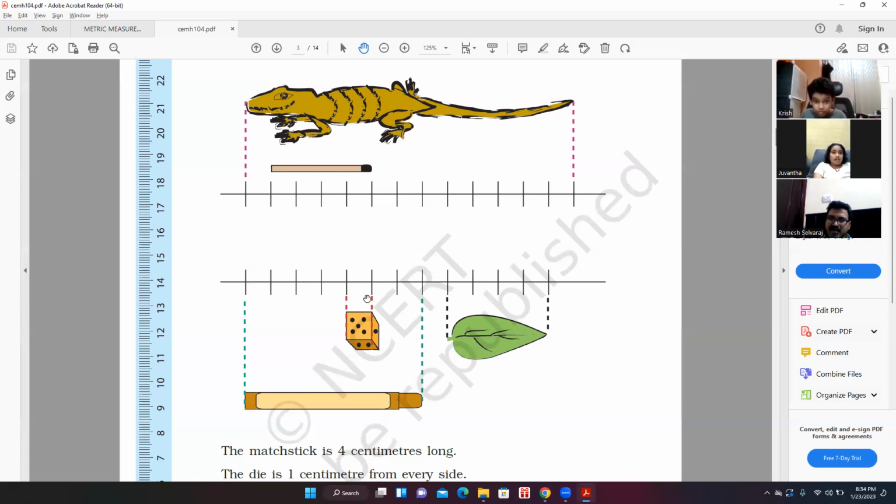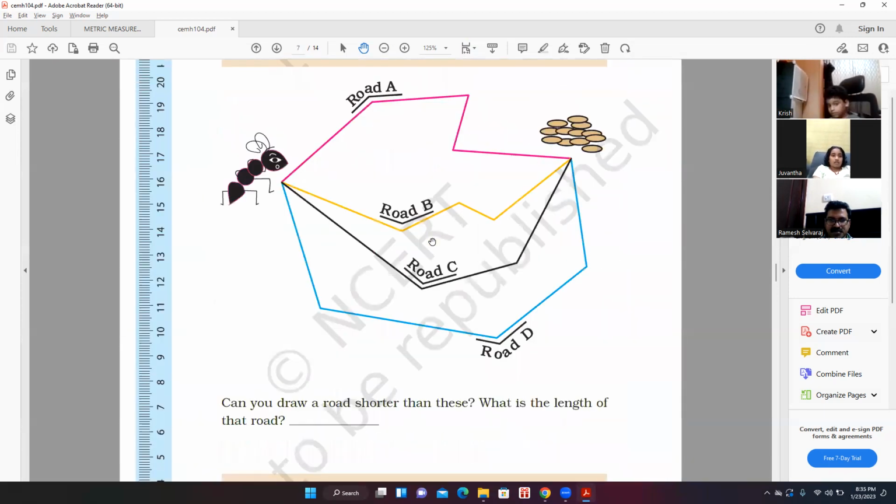We will be using a matchstick. This small 4 centimeter, 7 centimeter. We will be using centimeters only to measure it. Okay. We will see something else.